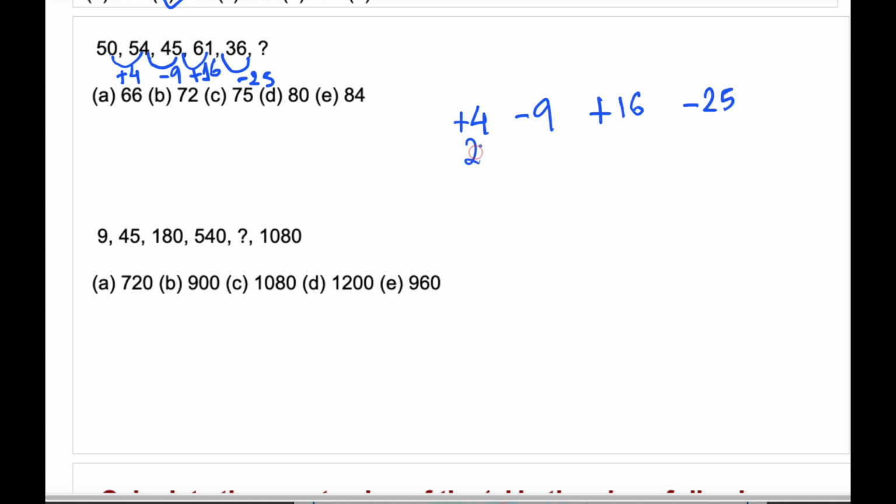This is the pattern. So 2 square, 3 square, 4 square, 5 square. So here 6 square should come. So plus 36. Alternate plus minus plus minus plus. So plus 36. So 36 plus 36 should be 36 into 2, 72. Okay. So option B is the answer.